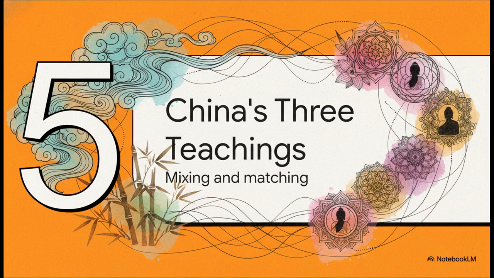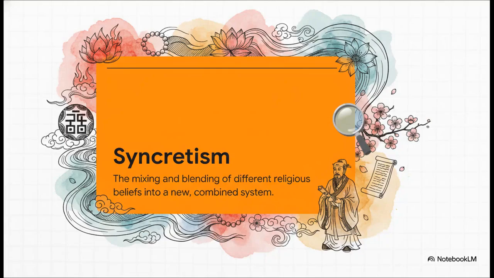Now for our third and final major branch, and this one has a totally different vibe. China's three teachings. This is a branch where the lines between religions get really blurry, and it's all defined by this philosophy of mixing and matching. The key word you need to know to understand this branch is syncretism. It's just the blending of different beliefs and practices. In China, it's not weird at all for one person to draw from Taoist, Confucian, and Buddhist traditions all at the same time to create their own unique spiritual worldview.